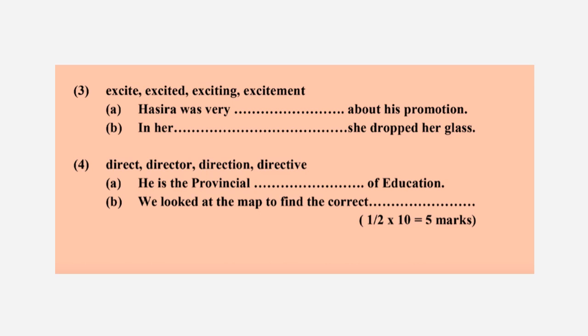Right. Fourth one. Direct, director, direction, directive. Direct, Director, Direction, tisai. Directive, uttaravu. A. He is the provincial dash of education. B. We looked at the map to find the correct dash. Okay, my dear students, please try to answer this question also. We will check the answers in a little later.